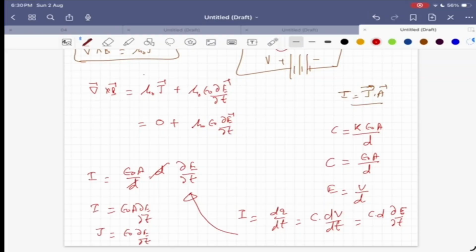So if I see the Ampere circular law, curl of B is mu naught J, so now my value will automatically turn out to be mu naught epsilon naught dE by dt, because J is this.